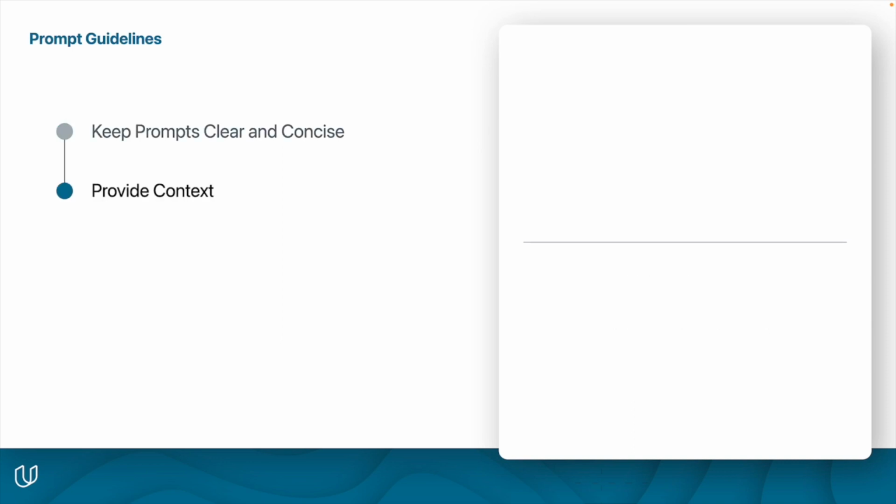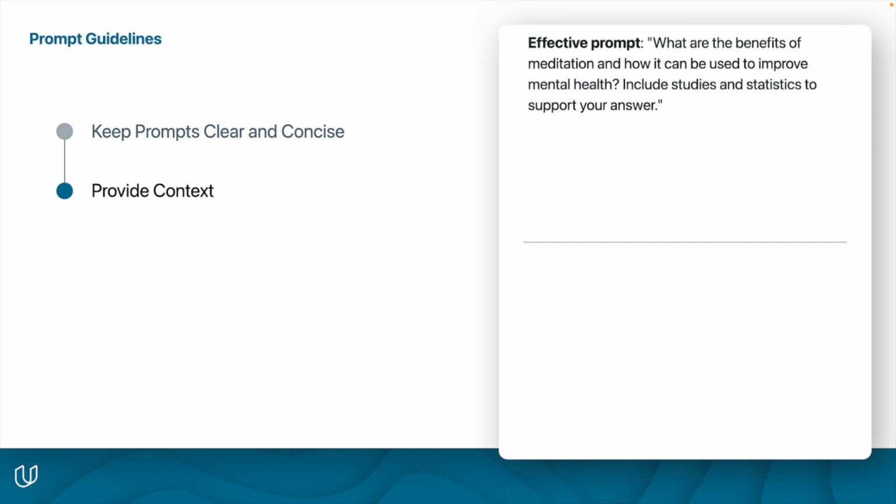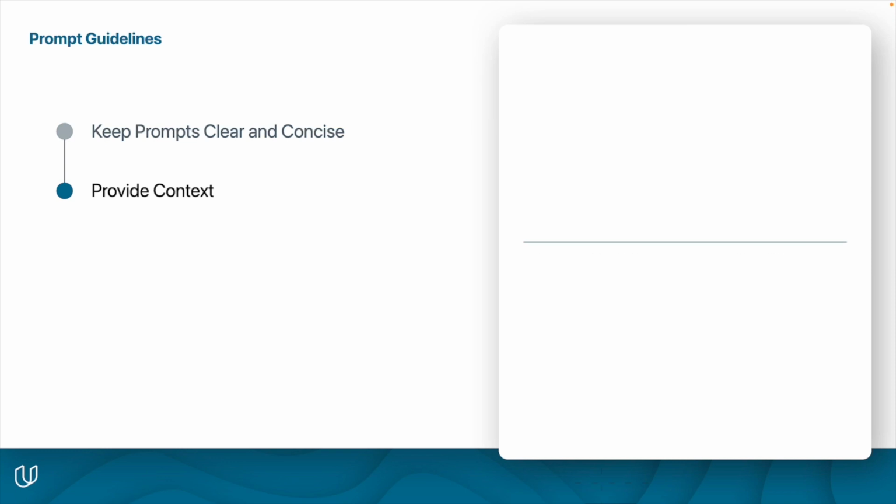Next, you're going to want to provide context. A prompt that includes relevant context or background information can help the language model generate a more accurate and relevant response. Let's take a look at a couple of examples. An effective prompt might be, "What are the benefits of meditation and how can it be used to improve mental health?" Include studies and statistics to support your answer. An ineffective prompt might be, "Meditation and mental health."